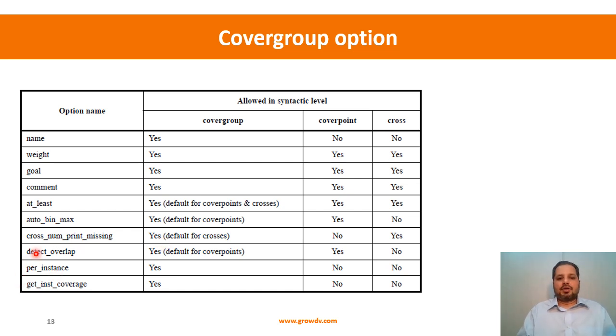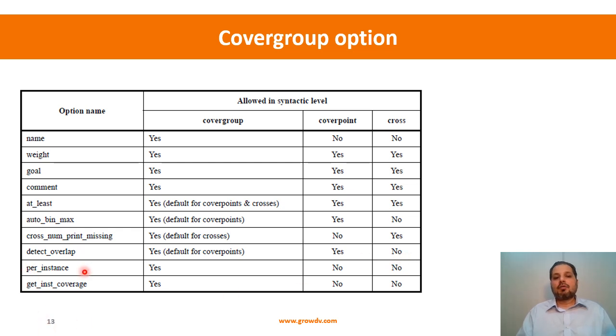Okay. So detect overlap, again same concept. You can set it at the cover group level, migrates to all your cover points, and then you can set it at that specific cover point level as well, which can detect the overlap in either the range bins or the transition bins. There's no such concept available for the crosses; bins are too complicated.